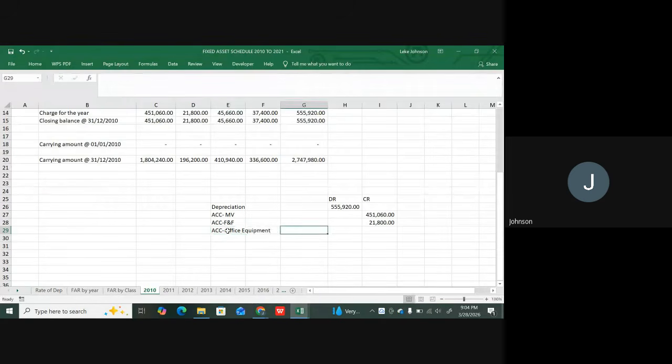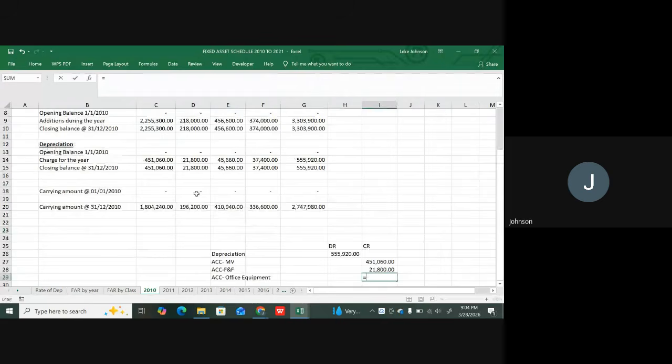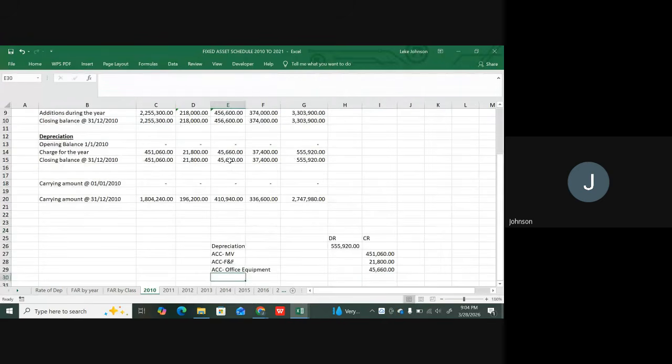So accumulated depreciation for office equipment is going to become equal to this. What is the depreciation for the year that we are treating? Okay, depreciation for the year is what we are treating. And this is what we're going to post in our software.